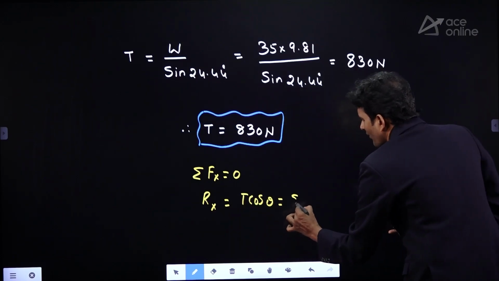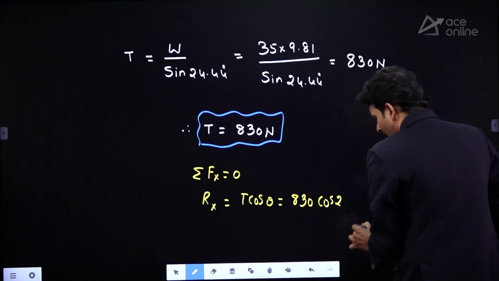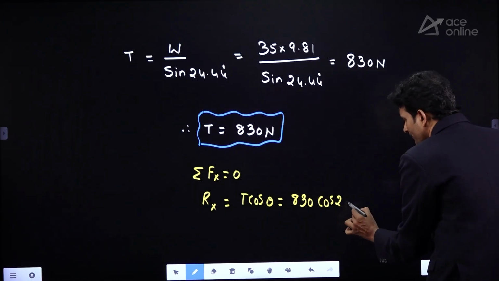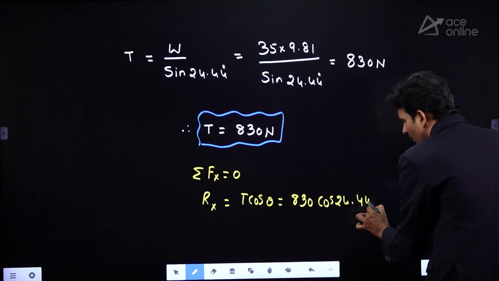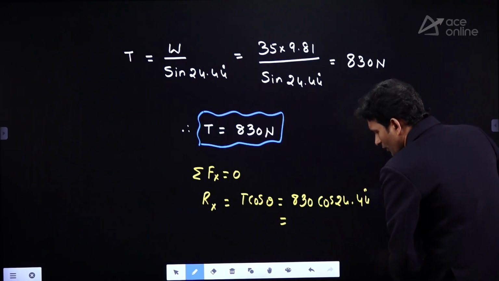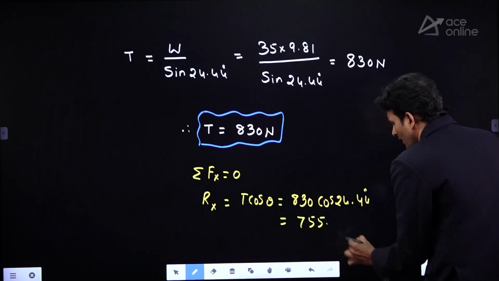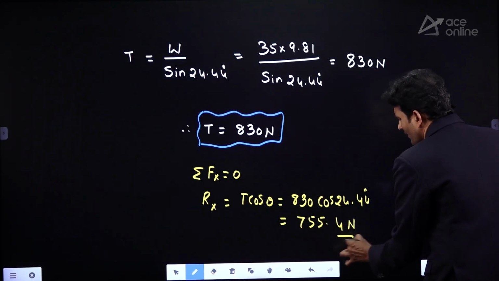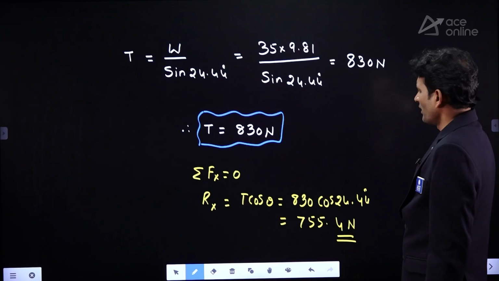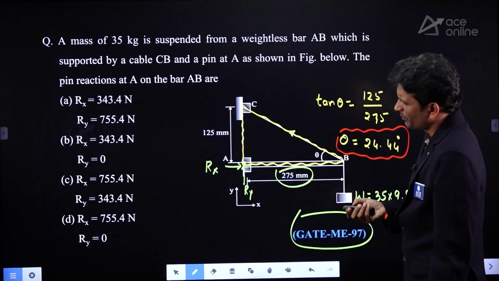T how much do we have? 830 cos 24.44 degrees. If you simplify this, Rx we have 755.4 newtons. Look at this, Rx is 755.4 newtons.